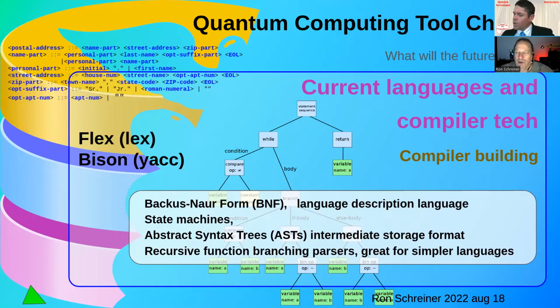Take a real quick look at compiler technology. Let's say you want to build your own computer language. How would you start? Well, there's lots of standard tools out there that can help you do that. You could start by defining your language in a standard form that's referred to as Backus-Naur form, which is a language used to define other languages.